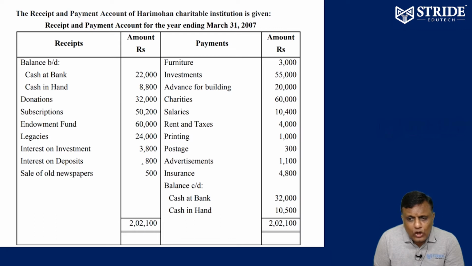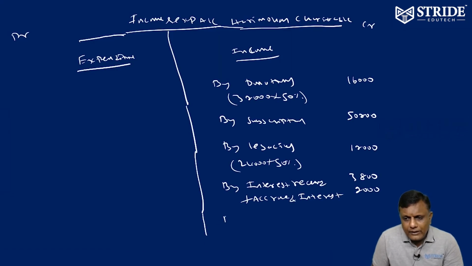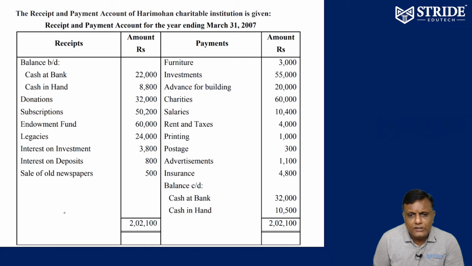Interest on deposit received. How much? 800. Is there any accrued interest on deposits? No, not given. Therefore, by interest on deposits, 800. There is no accrued interest. Straight away you can post it here. Okay, right. Next one. Interest on deposits we have posted.